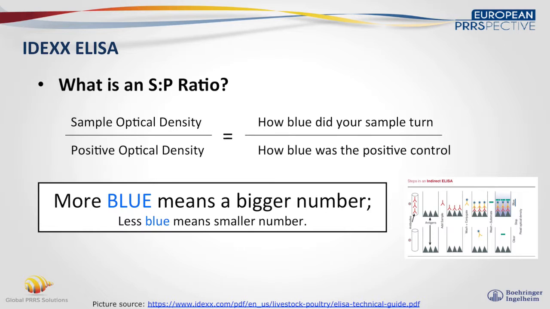And what that means is how blue did your sample turn, so on this top line here, how blue did your sample turn compared to the control? And that's all it's really comparing. It's how blue is blue. So more blue means it's a bigger number, and less blue means it's a smaller number. So when you're looking at the differences in those numbers, that's all you're looking at, is the color change there. And I just want to make sure that that's clear.